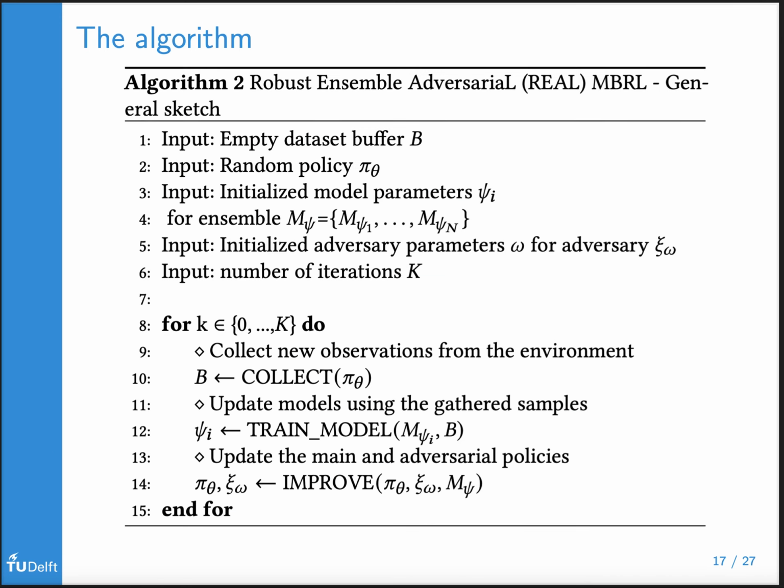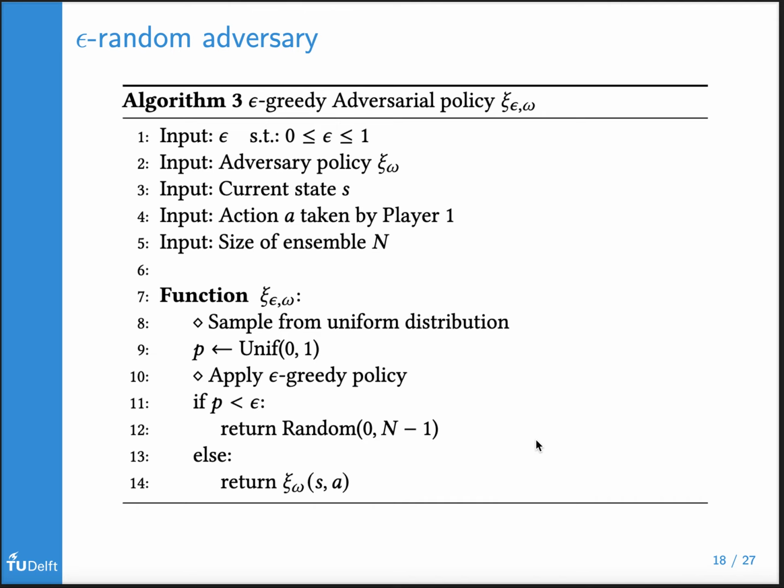Here we present the pseudocode of our algorithm. We can see that it proceeds as a common reinforcement learning model-based algorithm, where we first collect observations from the environment, then we update the models of the ensemble using the gathered samples, and then we update the main and adversarial policy using the ensemble of models. We implemented an epsilon random adversary so that with probability epsilon, it will choose a random action instead of the greedy one. And this way we can improve the adversary exploration process.